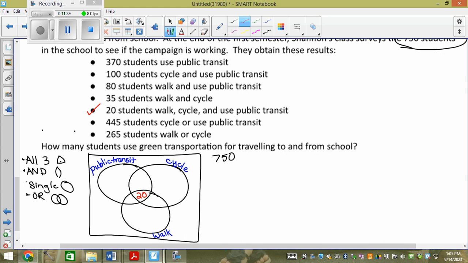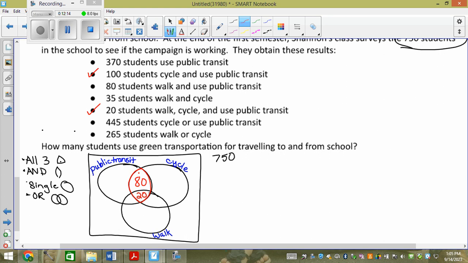Then we have to go to the ands, the eyeballs, correct? We have 100 students cycled and used public transit. So cycled, did they say cycled and used public transit only? If they said only, I would put 100 here, correct? But it doesn't say that. It says cycled and used public transit. So I know in the cycled and public transit eyeball, I need to have 100. How many do I currently have? So how many are public transit and cycled only? 80.